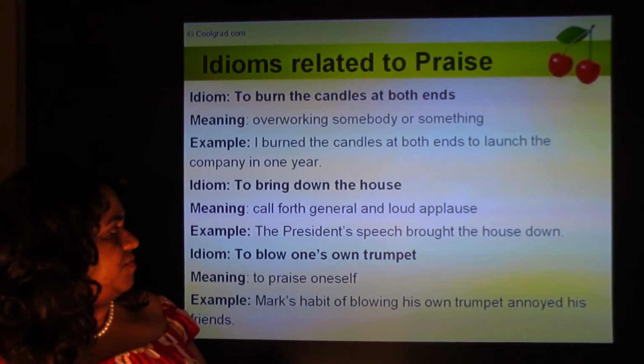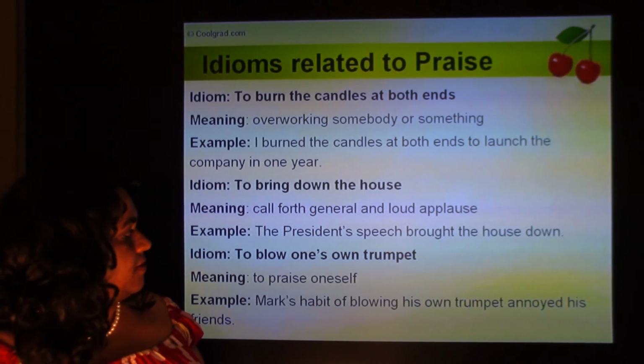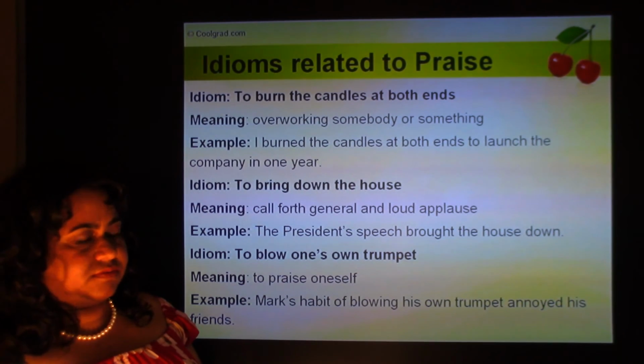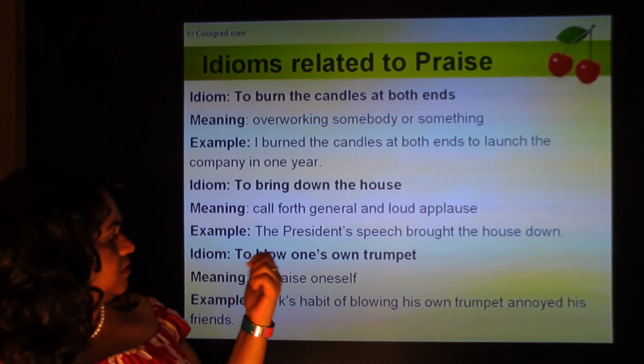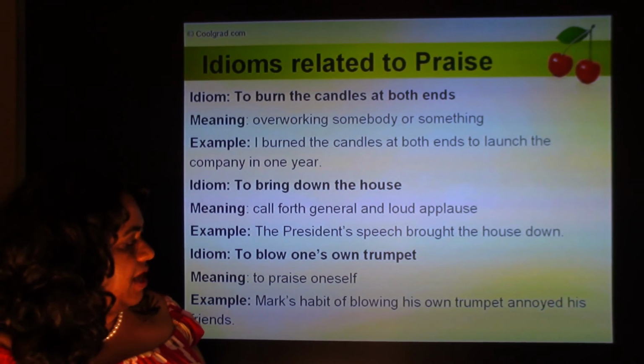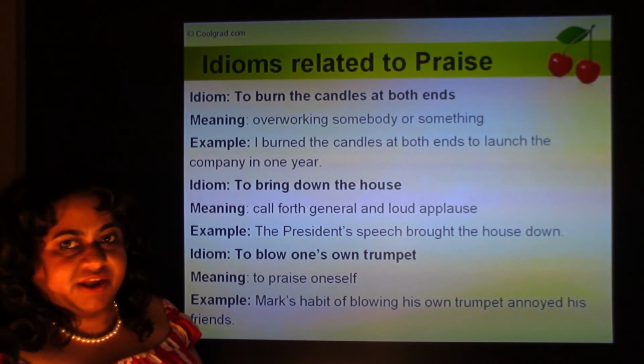To bring down the house means to call forth general and loud applause. For example, the president's speech brought the house down. To blow one's own trumpet means to praise oneself. Mark's habit of blowing his own trumpet annoyed his friends.